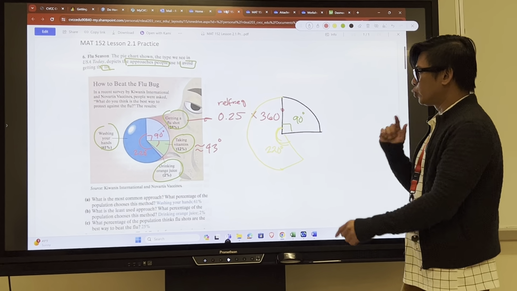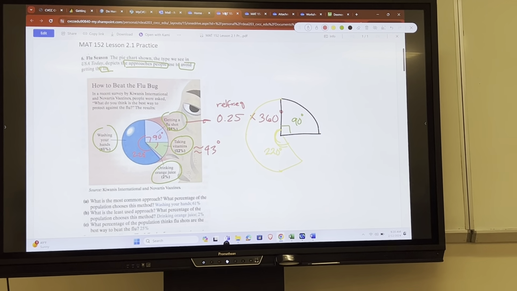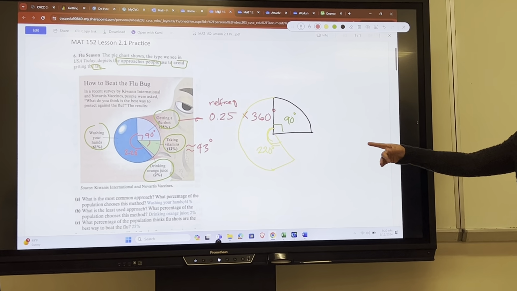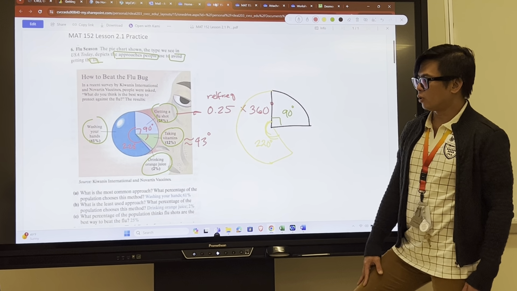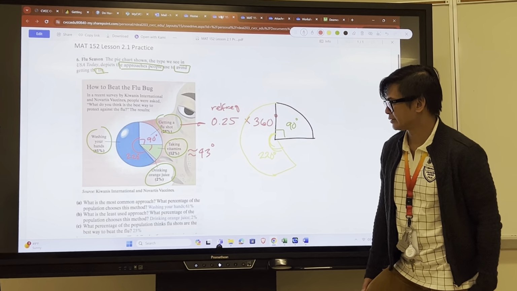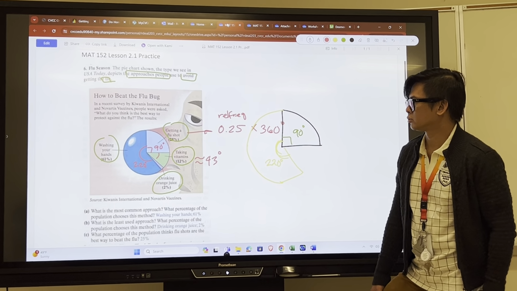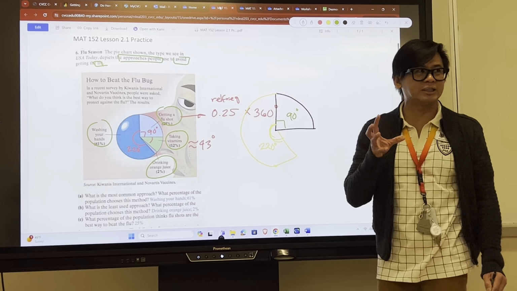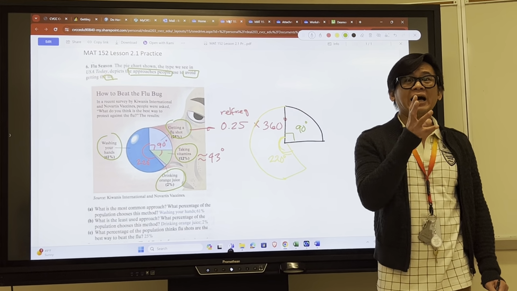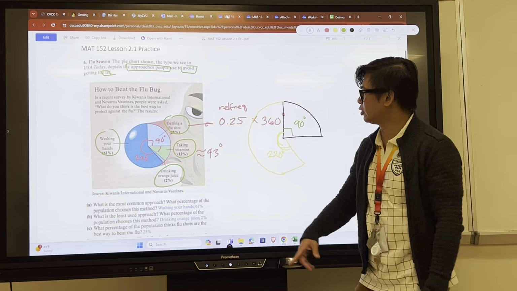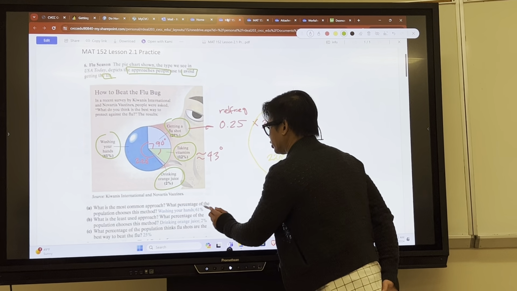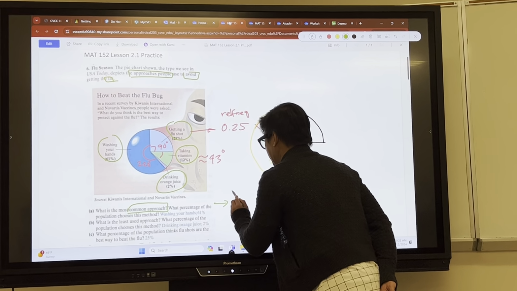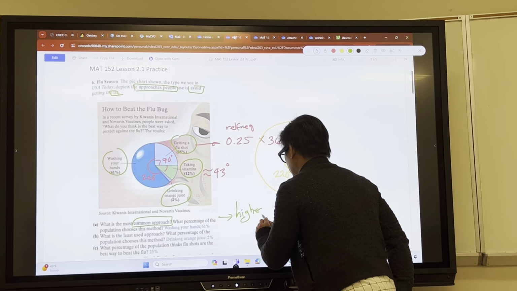Very good. Now, let us read these questions in here. Letter A. Let's read that question. Caroline, please. What is the most common approach? What percentage of the population chooses this method? So what's the most common approach? Typically the most common approach in terms of percentage will be the highest, right? And the highest, very good, Andrew, washing your hands, right? Washing your hands, that's 61%, right? So that should be the highest percentage.